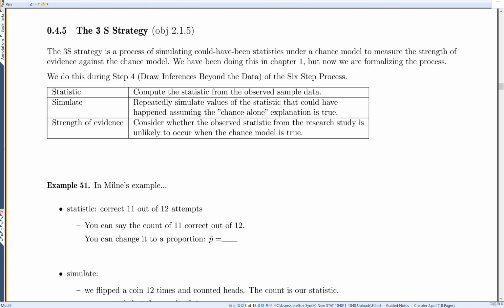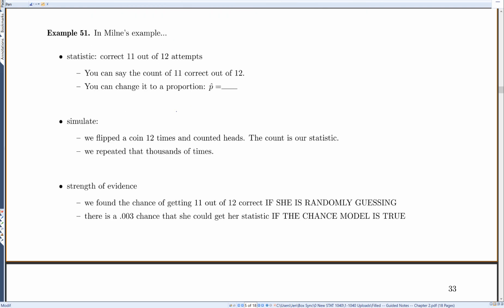Then we look at the strength of evidence. So we consider whether the observed statistic from the research study is unlikely to occur when the chance model is true. So let's look at that in an example so that it makes sense. So back to Milne's example, our statistic was that she was correct 11 out of 12 times. So you can say that the count is 11 correct out of 12. So the count is just the actual number of times it happened instead of changing it to a proportion. But you can also change it to a proportion. In this case, p hat would equal 11 out of 12, which gives me 0.9166. So she was correct like 91% of the time. That just does not seem likely if she was guessing.